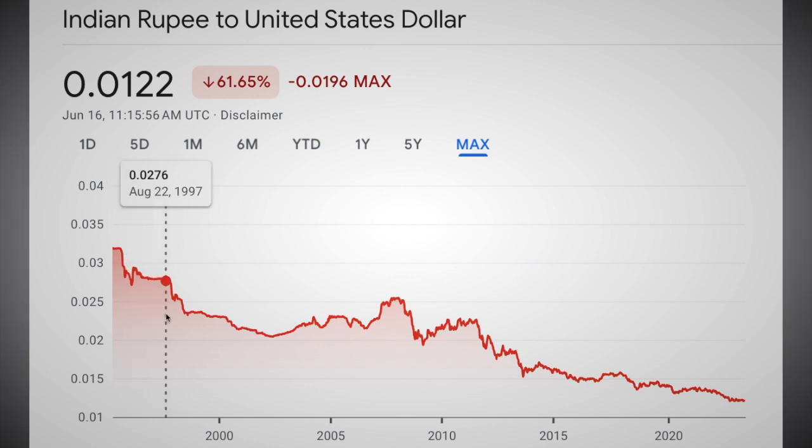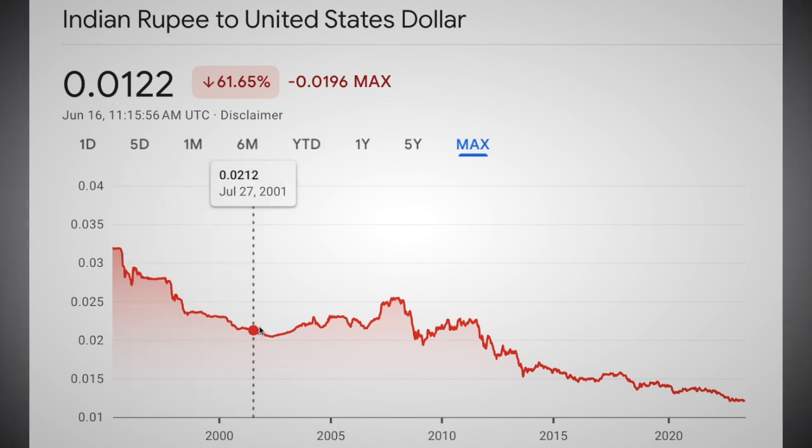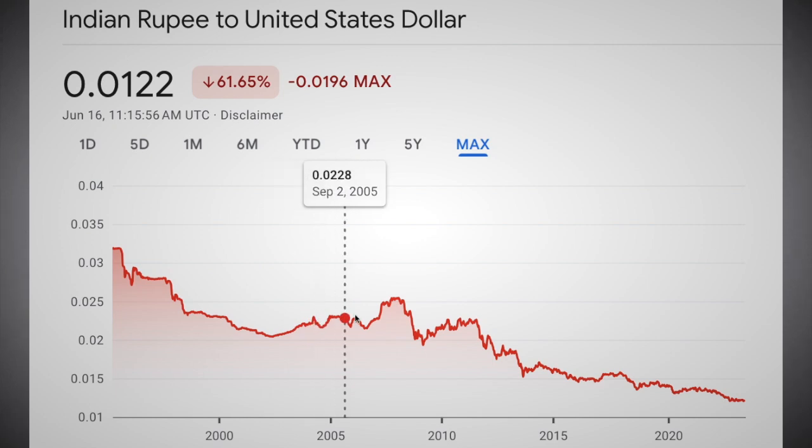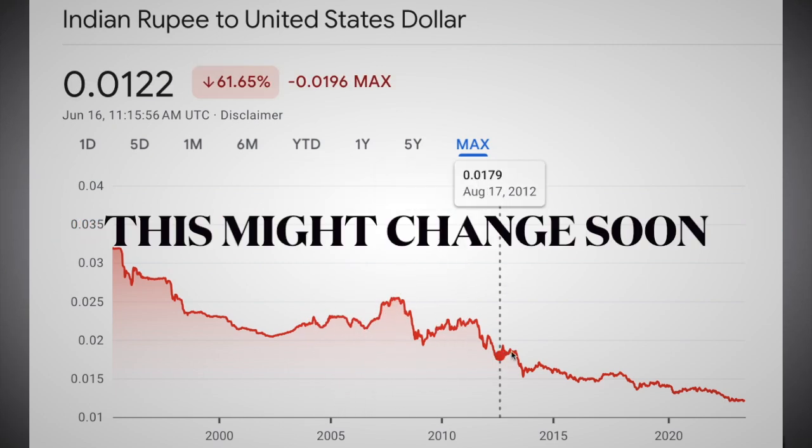This is the exchange rate chart for the Indian rupee and the US dollar for the past 3 decades. As you can see, the INR has been falling, but this might change soon. The Indian government has been trying to make the INR a global premium currency. Let's see what it means and is it even possible.